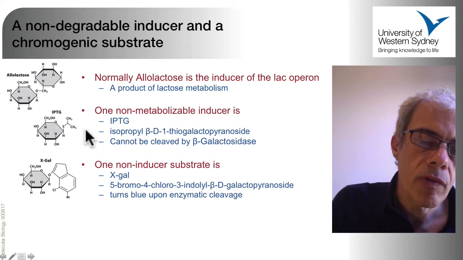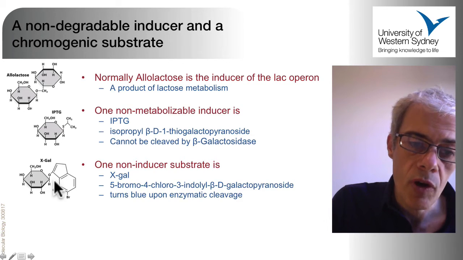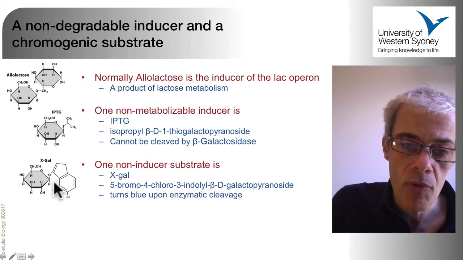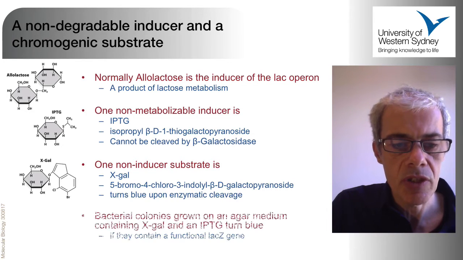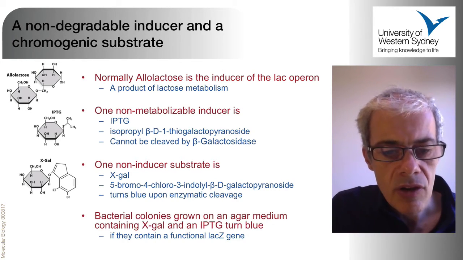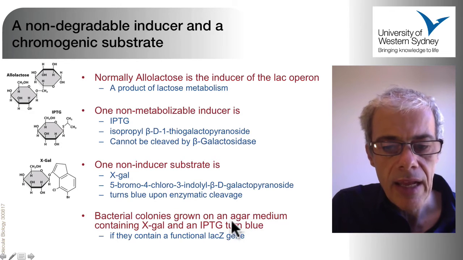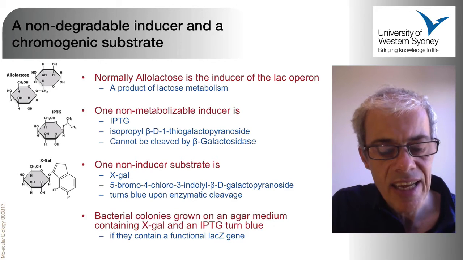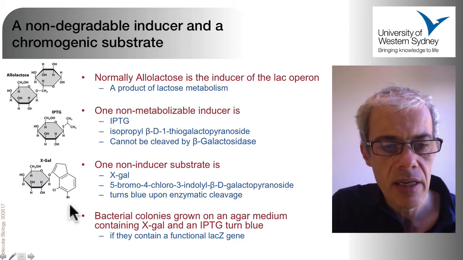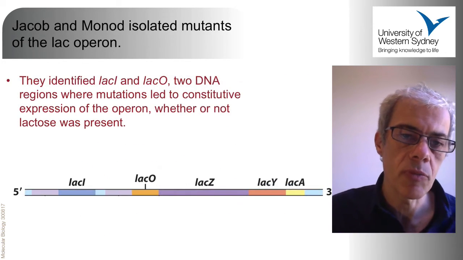So the combination of a non-metabolizable inducer and a substrate that didn't induce the operon but that could detect the activity of the operon, these two tools were enough to really study when and how these genes were turned on and off. By growing bacteria colonies on a media that contained the X-gal and IPTG, they were able to turn on the genes of the Lac Operon and detect the activity of the beta-galactosidase enzyme. And these tools allowed them to then really look at gene expression for this system.